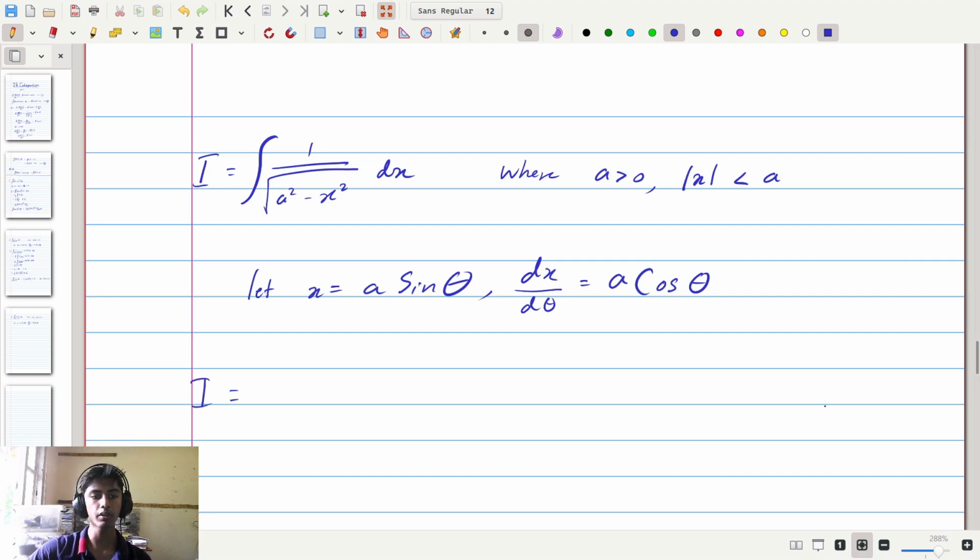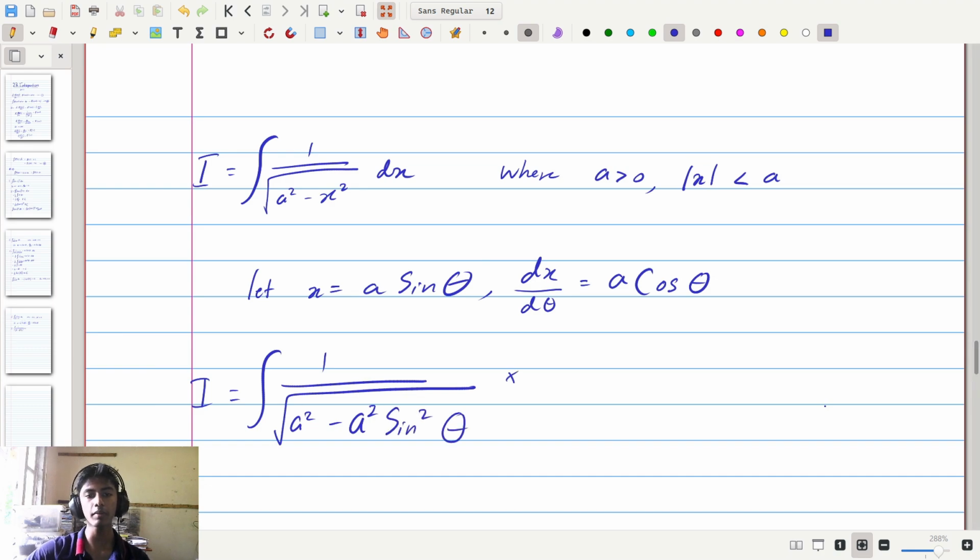I is equal to the integral of 1 divided by the square root of a squared minus x squared, and x is equal to a times the sine of theta. So therefore, this bit is equal to a squared times the sine squared of theta. And then we need to multiply that by the corresponding value of dx, which we can see from here. dx divided by d theta is equal to a times the cosine of theta.